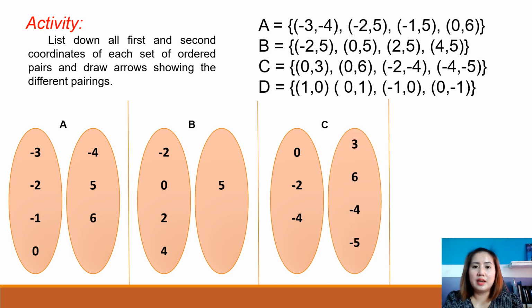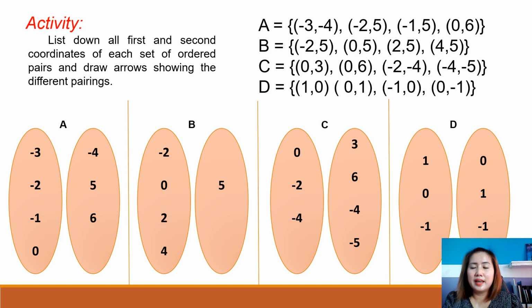Okay, and for the second coordinates of set C, we have positive 3, positive 6, negative 4, and negative 5. And for our last set, D, we have the first coordinates 1, 0, and negative 1. In this set, we used 0 twice as the x value, but then we are going to write it once. And for the second coordinates, we have 0, 1, and negative 1.